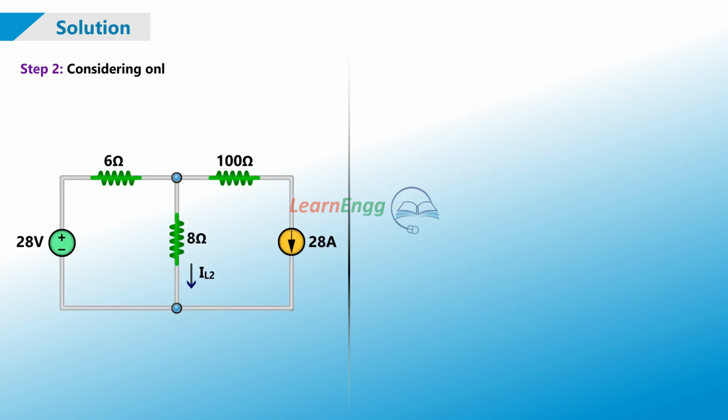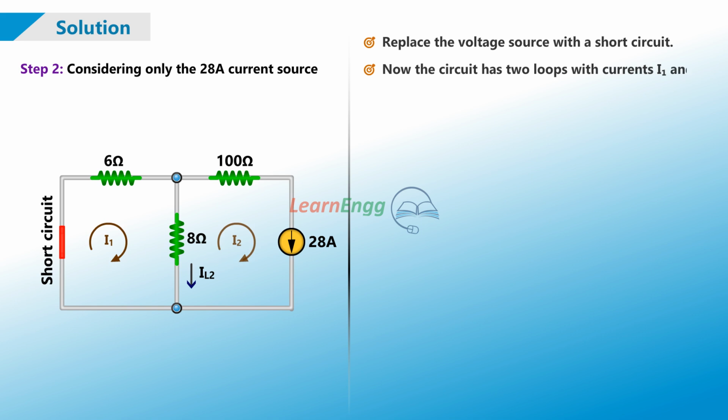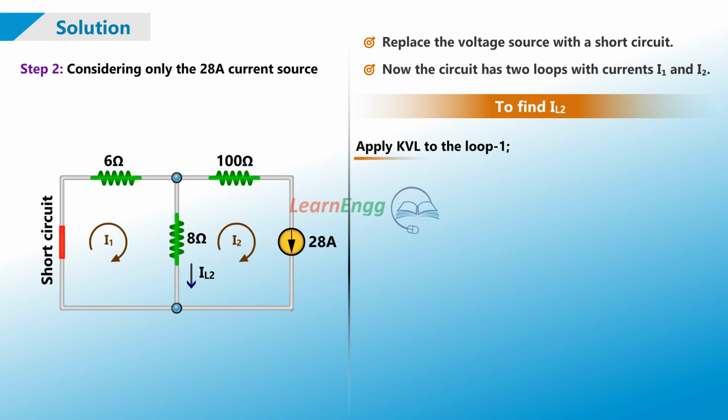Step 2. Considering only the 28 amps current source. Replace the voltage source with a short circuit. Now the circuit has 2 loops with currents I1 and I2. To find IL2, apply KVL to the loop 1. From the current source, I2 is equal to 28 amps.